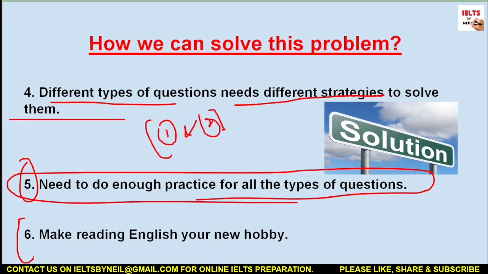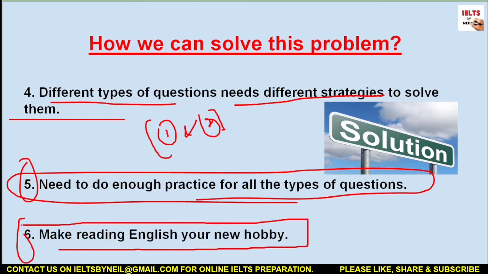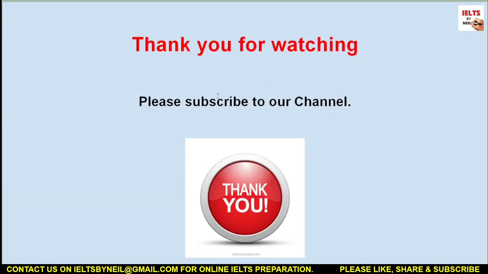The last one is making reading English your new hobby. This is the most important one. If you are not reading books, articles, or any English information, then you have to start doing it and make it a habit, make it a hobby. If you can keep all these things in your mind and be careful about them, I'm sure you will increase your band score by doing a lot and lot of practice.